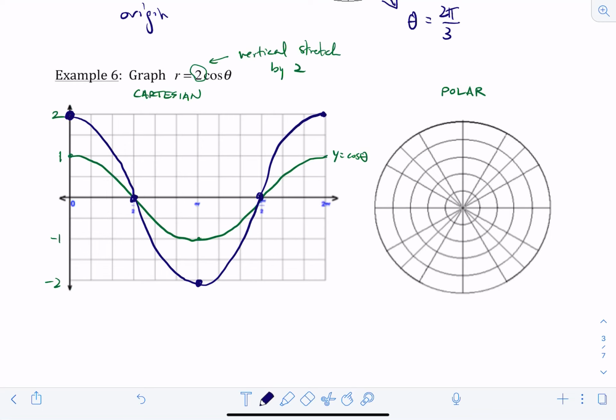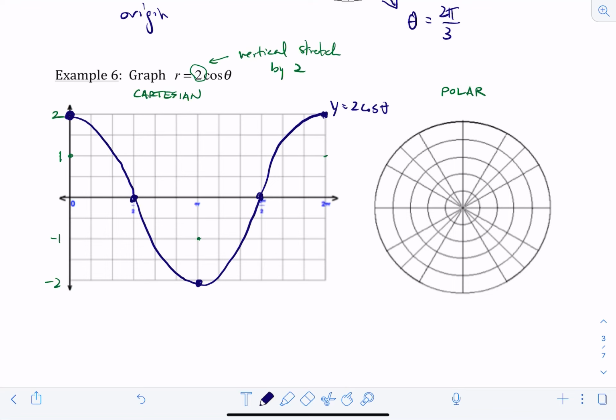Now, since the graph I actually want is y is equal to 2 cosine theta, let me just delete the green one. I just wanted to show you the graph of cosine first. So let me wipe that out, wipe this out. Okay, this is the graph that we want. And what we're going to do is graph each of these points.